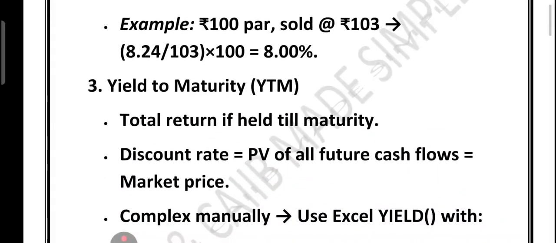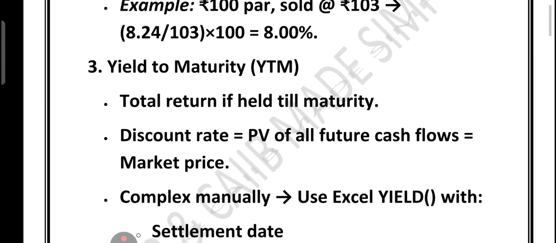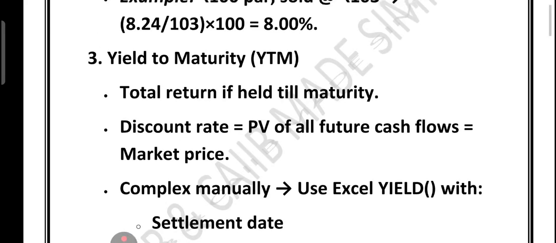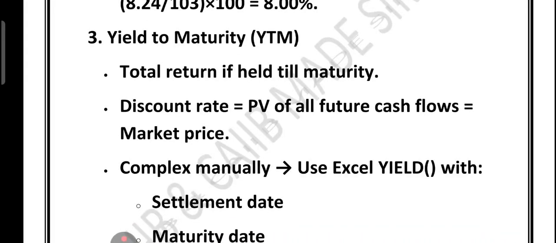And then the third kind of yield we have is called yield to maturity, in short YTM. This is the total return if held till maturity, which means if you hold the bond till maturity, the total amount of return that you get is YTM. So these are the three yields which we use most popularly.